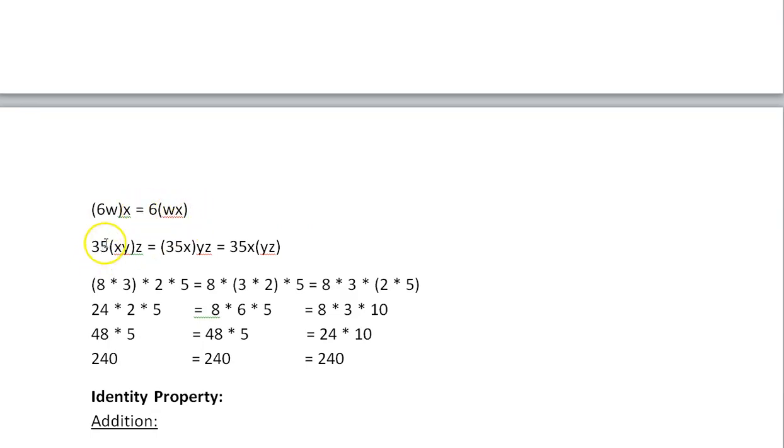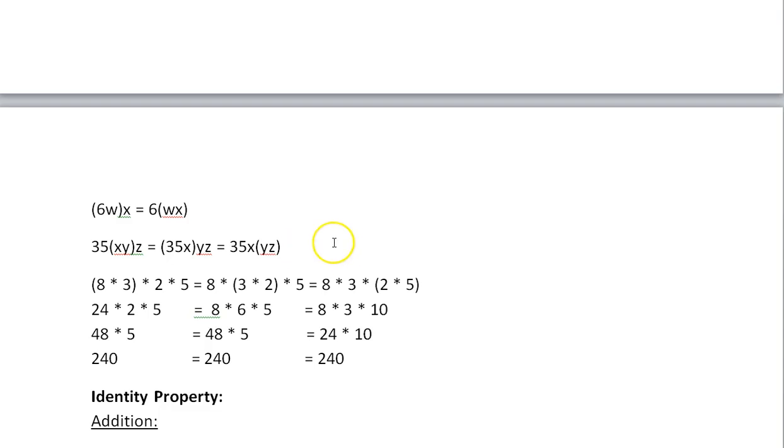Here we have one where it's 35 times xy times z. You could have 35x and then yz. You can have 35x times yz, and the grouping is the yz first instead of the 35x. And there's lots more opportunities to address that.